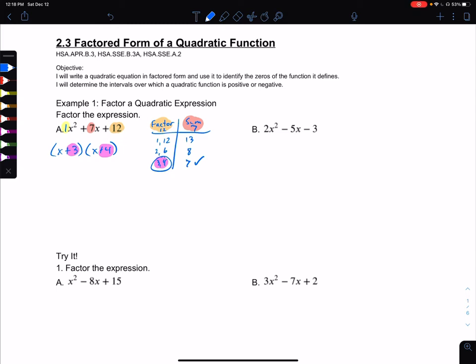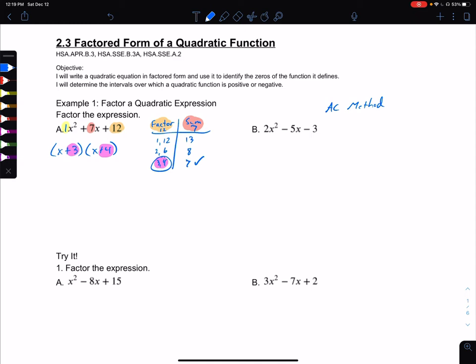Part B is a little more complicated. Here we're looking at something called the AC method. Again, we previously went through this in a lot more detail, so I'm just going to go through the process now and explain it more as a review than as a formal lesson.